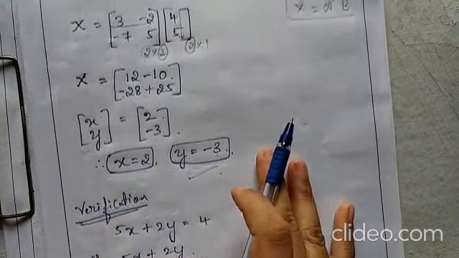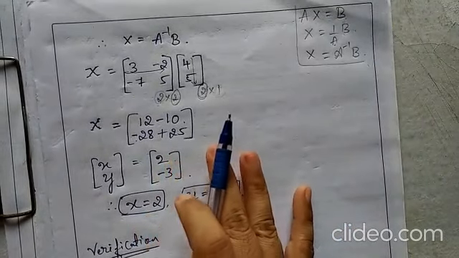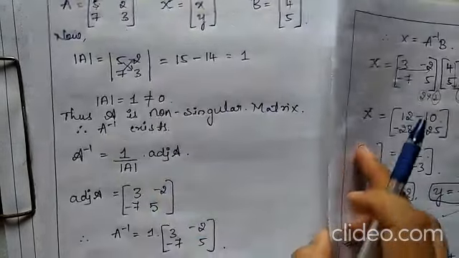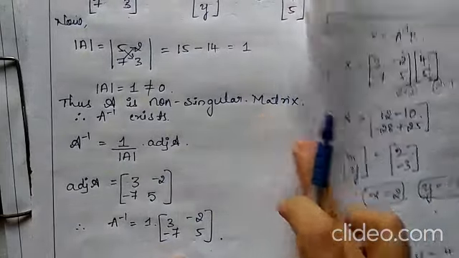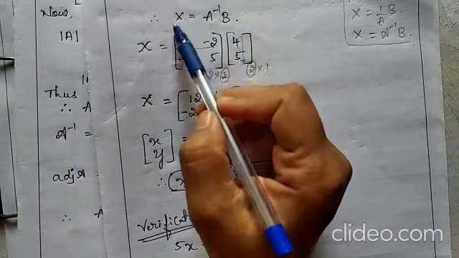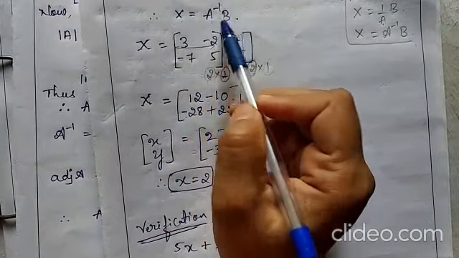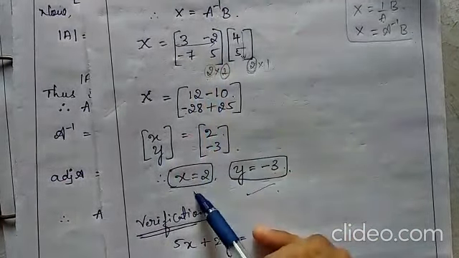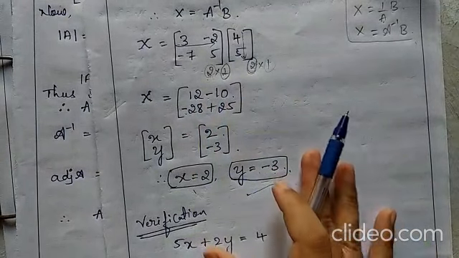In this way, we need to solve by the matrix method. Up to here, A inverse you need to find as usual. Then you need to write X is equal to A inverse B and multiply these two matrices, and you will get the values of x and y.